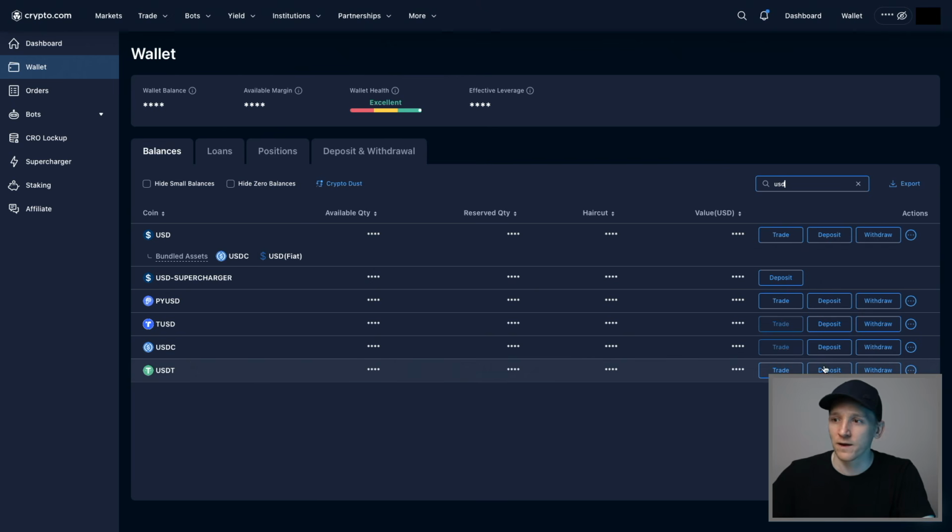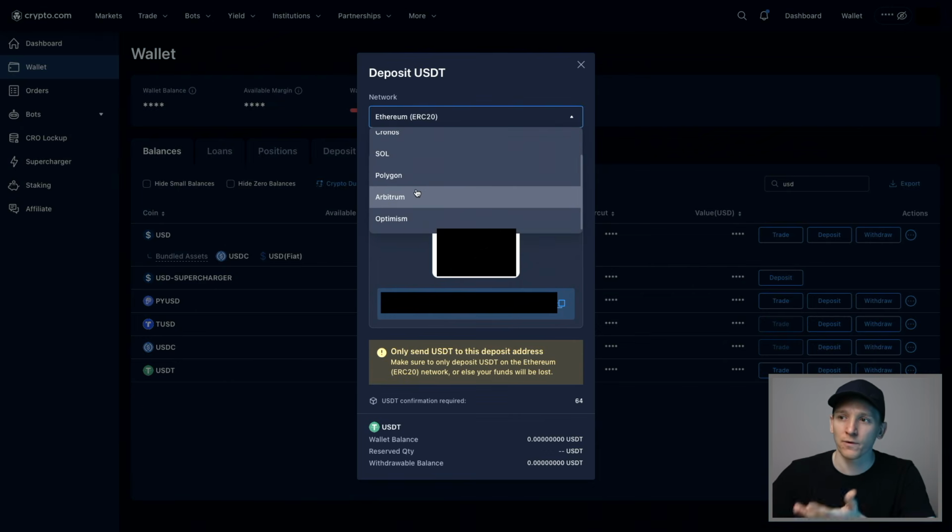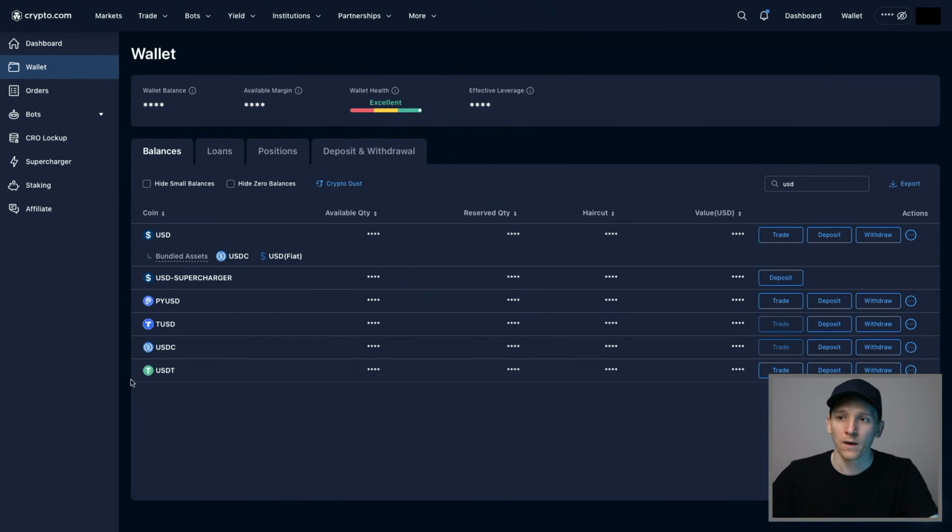So we can see USD here or USDT. I can just deposit that in, and I can deposit over a bunch of different networks: Ethereum, Solana, Optimism, Arbitrum, as you can see. So if you have USDC elsewhere, you want to transfer in, you can do that as well. But if you transfer in USDC, it's going to be bundled up on the platform and known as USD.